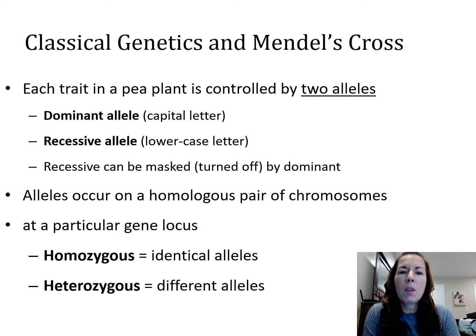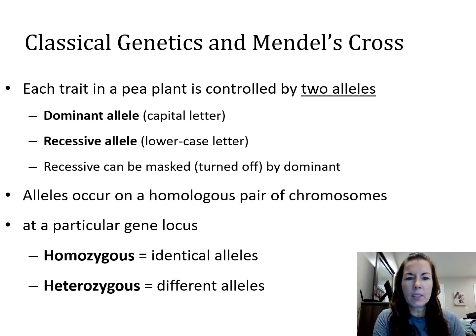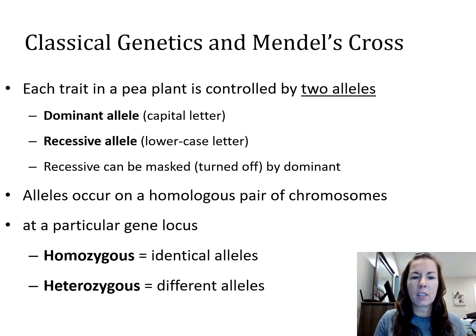The pea plant traits were controlled by two alleles. If it is a dominant allele, it's expressed with a capital letter. If it's recessive, it's a lowercase letter. And every time there's a dominant or capital letter present, it's always going to mask the recessive trait.